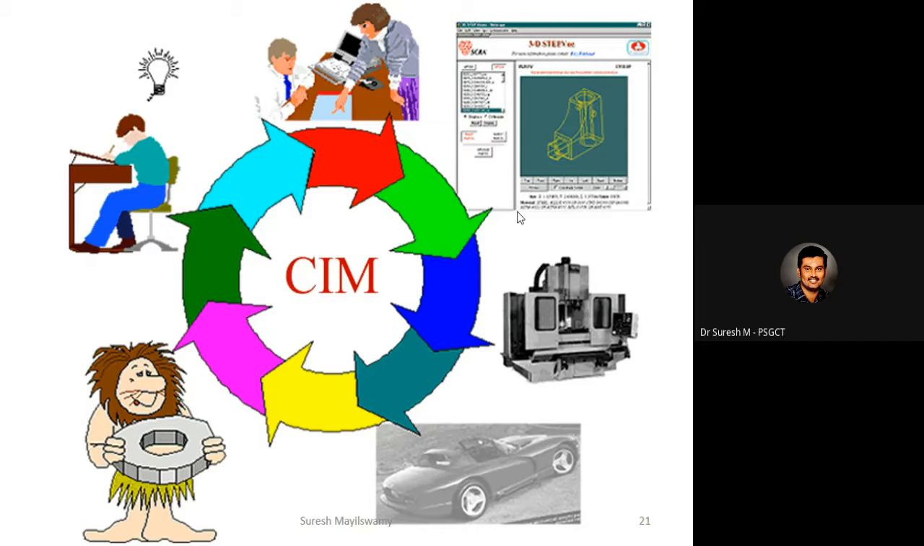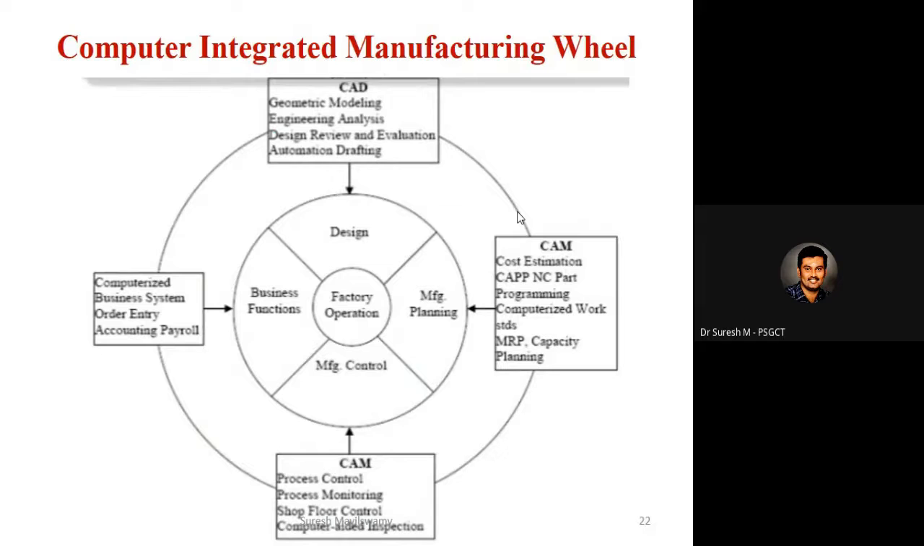After developing the product by using a CNC machine, the marketing and business functions are also taken care of by computer integrated manufacturing. So this is the example for the CIM wheel. The first stage is CAD, computer aided design. So this is called design. After that come manufacturing planning, manufacturing control, and then business functions. For design, we will use CAD software. It covers geometric modeling, engineering analysis, design review and evaluation, and after that automated drafting. So these are the segments of CAD. We will see them one by one in the forthcoming slides.